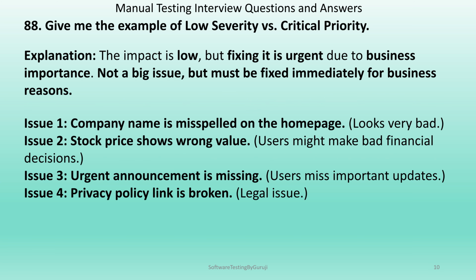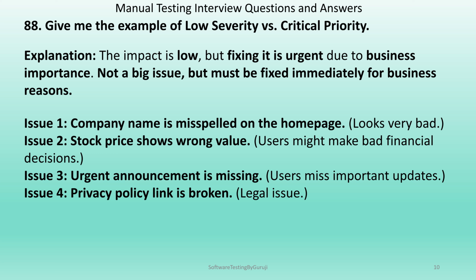Next question is, give me the example of low severity versus critical priority. Explanation. The impact is low but fixing it is urgent due to business importance. We can say that not a big issue but must be fixed immediately for a business reason. Let's see the different examples.